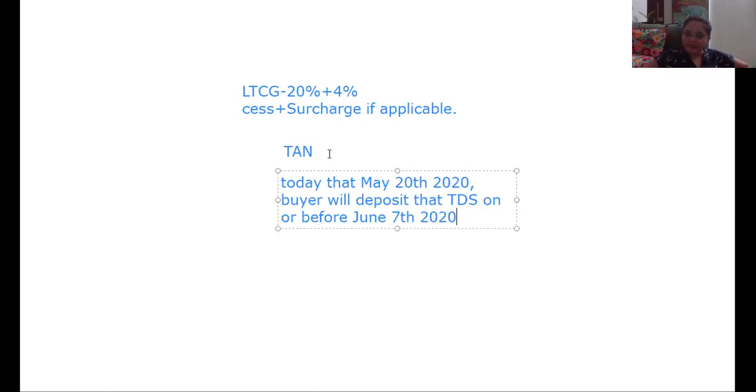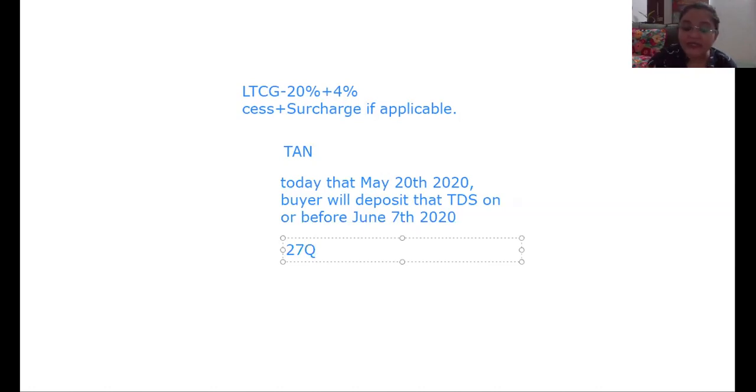Buyer has applied, obtained a TAN, he has made the payment. What is the next step? Next step that buyer has to do is he has to file return of TDS. When will he file the return of TDS? The TDS returns occur every quarter. So the quarter in which TDS was deducted and deposited, the due date for that quarter ending should be the due date which the buyer also has to follow and file a TDS return.